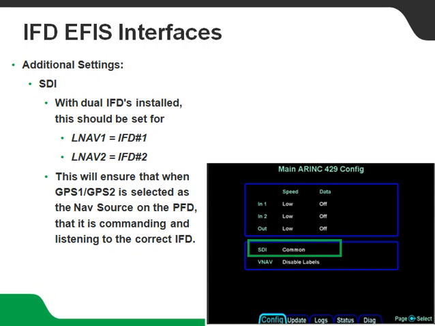And you'll notice here on this ARINC 429 page there's an SDI setting, and ultimately what that SDI setting does is it ensures that when GPS 1 or GPS 2 is selected as the nav source on your PFD or EFIS system, that it is commanding and listening to the correct IFD. So anytime you've got a dual IFD installation and you've got an EFIS system where from the EFIS you can select whether you want GPS 1, GPS 2, nav 1, nav 2, you want to make sure that you set these SDI settings because it can confuse things a little bit if you don't.